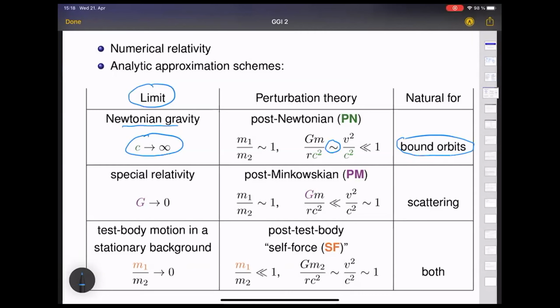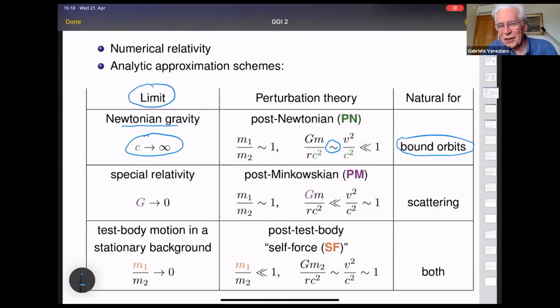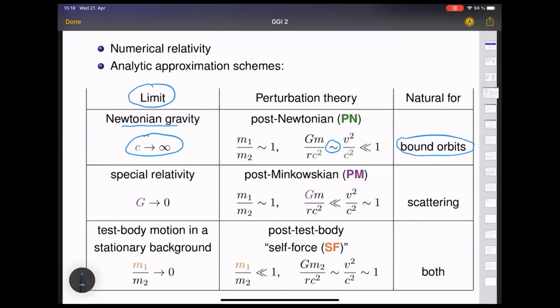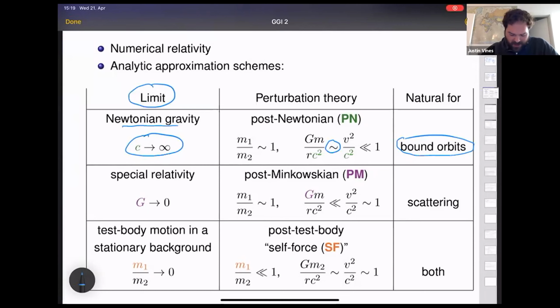No, but here it is C. When we say C going to infinity, it's not V going to infinity. It's the opposite. C goes to infinity. Sorry, velocities. Do you have something to say about the limit of when V goes to infinity or not? Well, you mean V goes to C. Yes, exactly. That will be discussed in other talks.